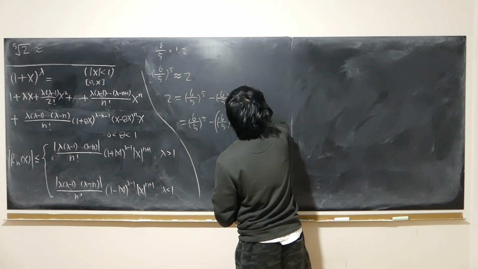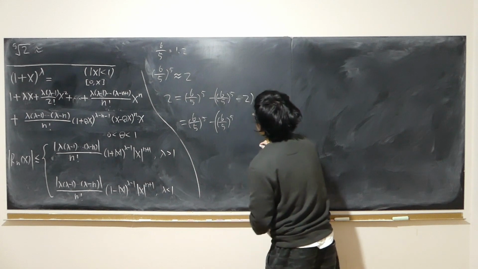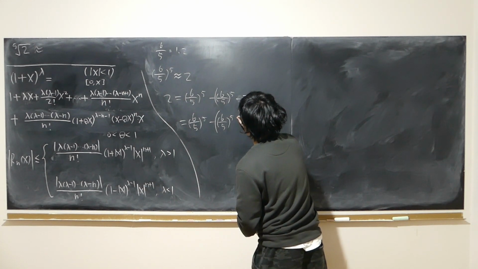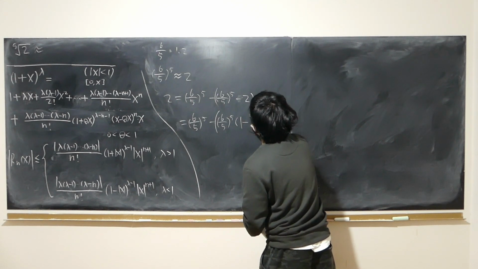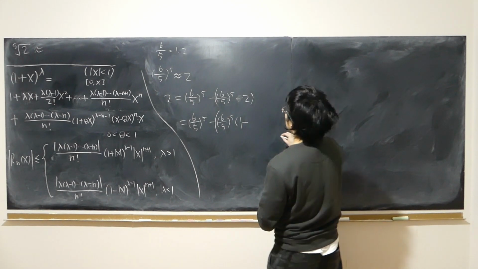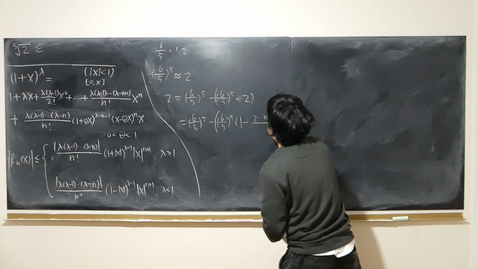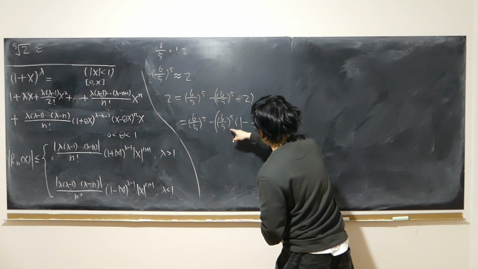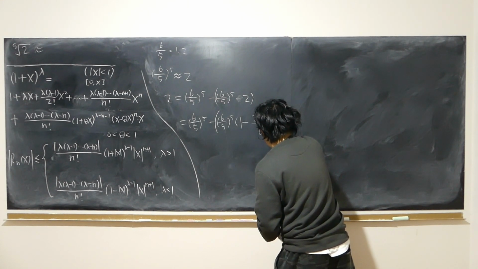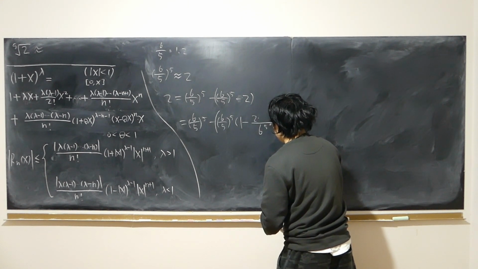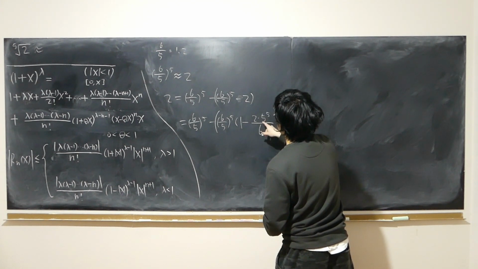Maybe I can just write minus 2 altogether into the bracket. Or I can factor out this thing. Then I can have just 1 minus 2 times the reciprocal of this thing. Then I have 6 to the power of 5, then 5 to the power of 5, 5 to the power of 5, multiplied by this.